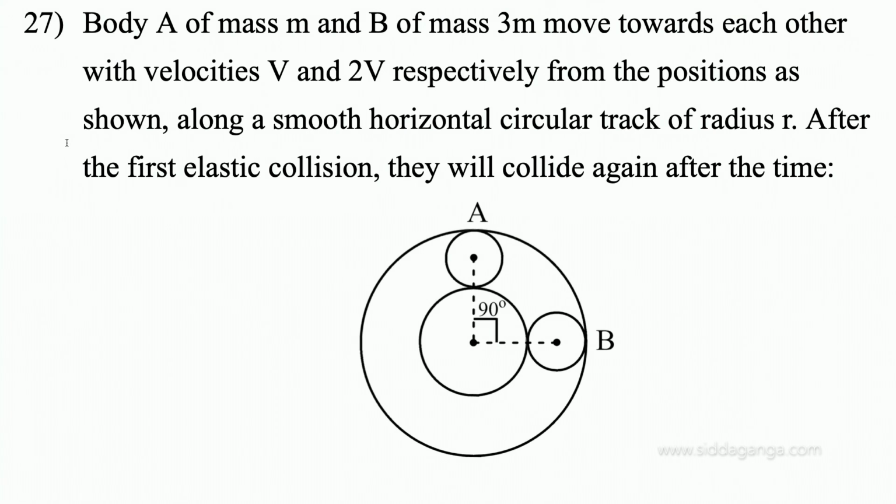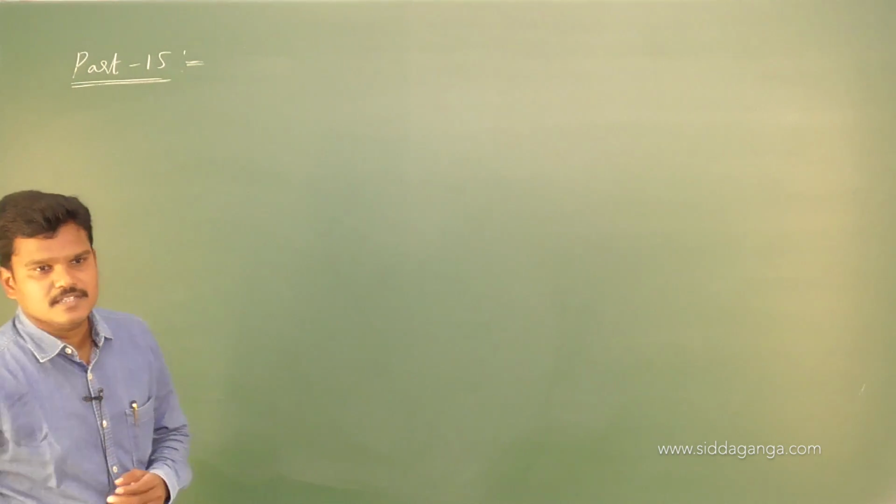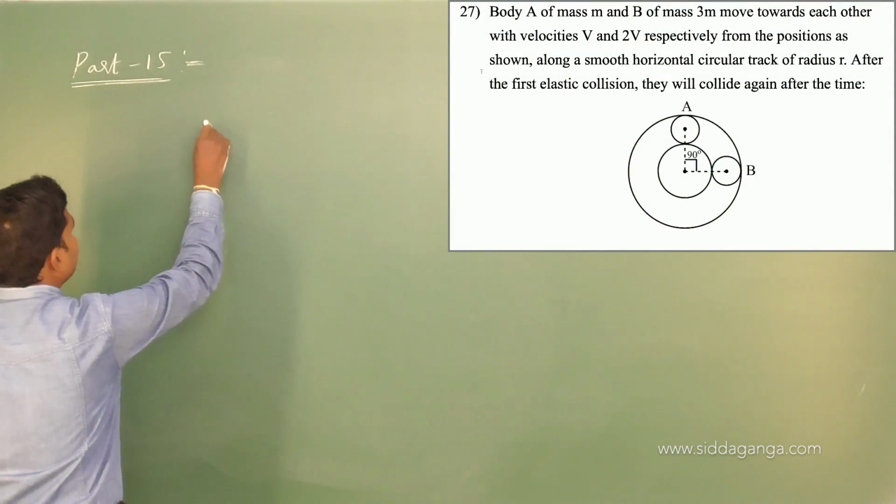This was also covered in collision, but I covered it with some different numbers. So the simple logic for this question is: body A of mass m and B of mass 3m move towards each other with velocities v and 2v respectively from the positions shown in the figure, along a smooth horizontal circular track of radius r. After the first elastic collision, they will collide again after what time? See, the same model was already covered, I used v and 2v.